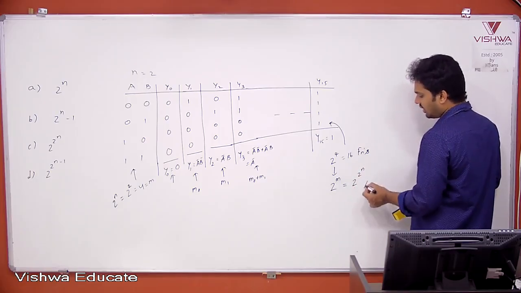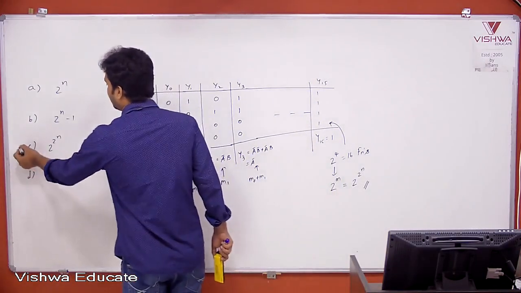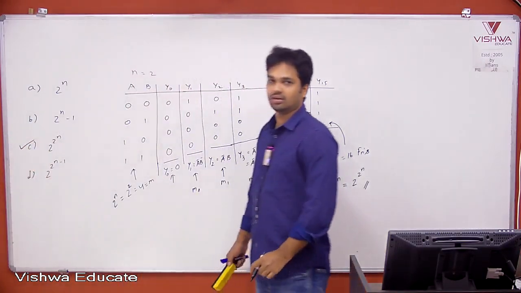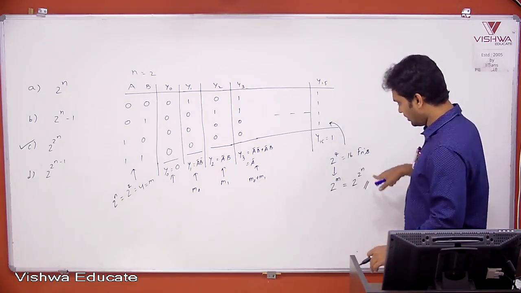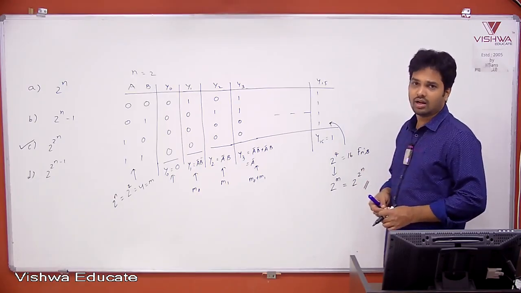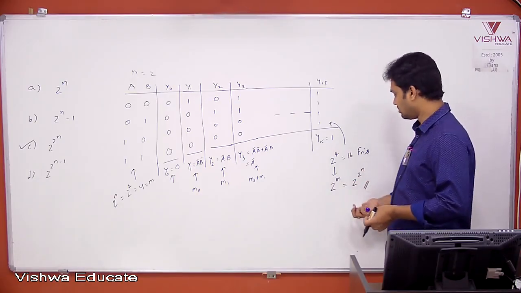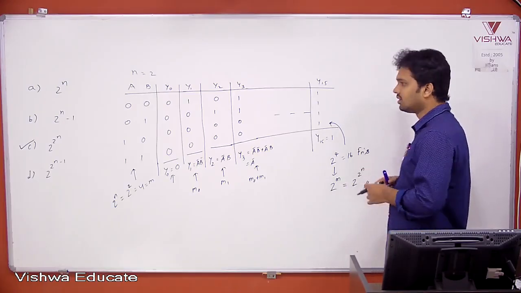So with n variables, how many different Boolean functions are possible? You can make 2 power 2 power n. If n is 2, 2 power 2 power 2, 16 is the answer. If n is 3, 2 power 2 power 3, 2 power 8, 256 is the answer. Like that, with an increase in n, you will get 2 power 2 power n as the answer. Copy it.